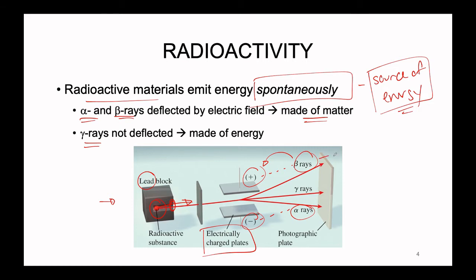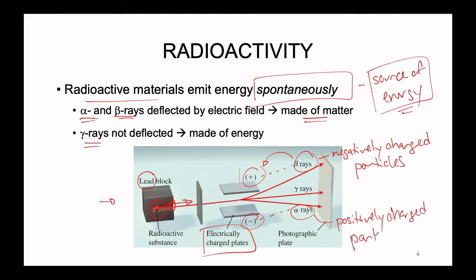The beta rays must be negatively charged if they're interacting with the positive side of this plate, right? Because positives and negatives attract. So these beta rays are made of negatively charged particles. And the alpha rays must be made up similarly of positively charged particles. All right, so we have 2 different rays, the alpha and the beta, which are comprised of stuff.